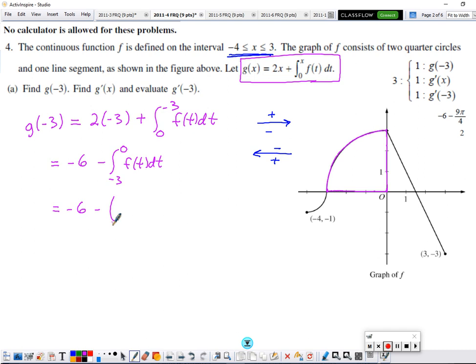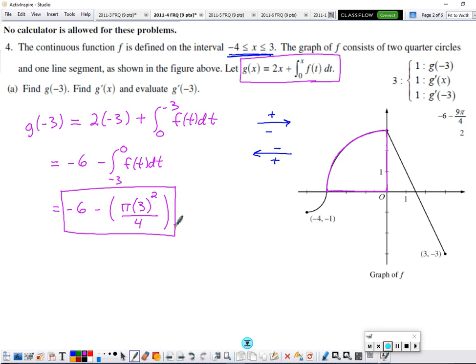That's a quarter circle. So that's pi. Take the radius of the circle, which is 3. Square that radius. Divide by 4. Close parenthesis. I'm done. That's g of -3. It says g of -3 is equal to this. So it's equal to this. I found the value. There's nothing else to do. Just stop there.